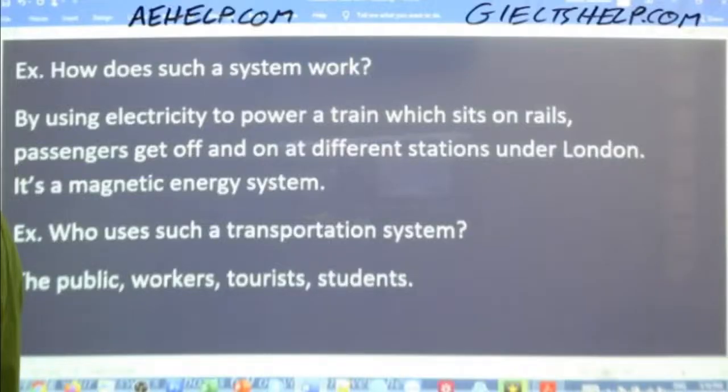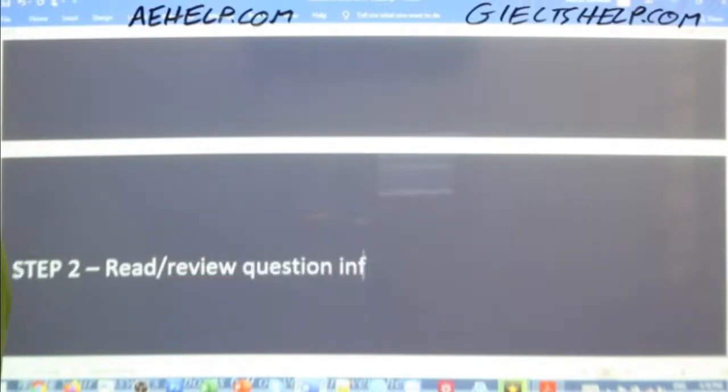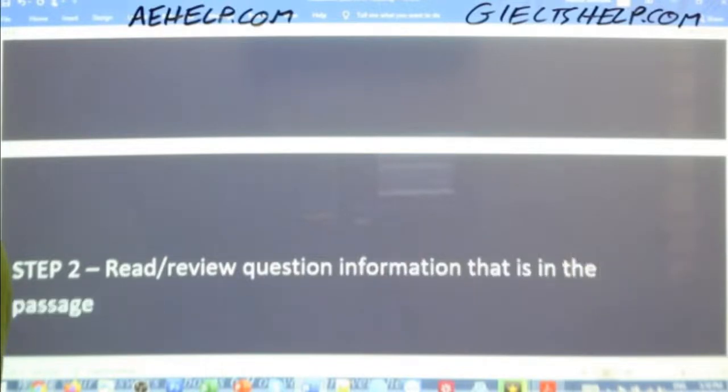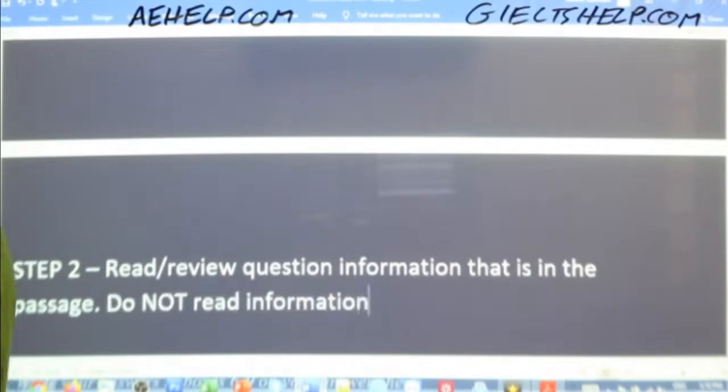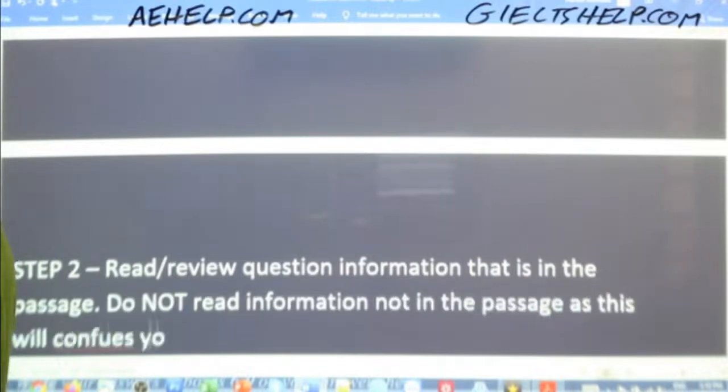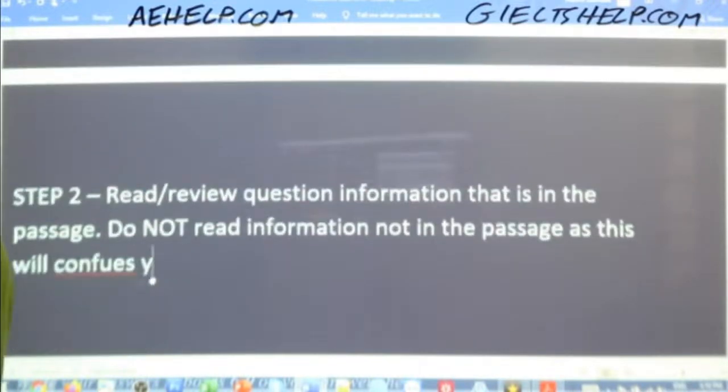Okay. So step 2 is read or review. You don't need to detail read these. So just read or review question information that is in the passage. Do not read information not in the passage, as this will confuse you after the passage.